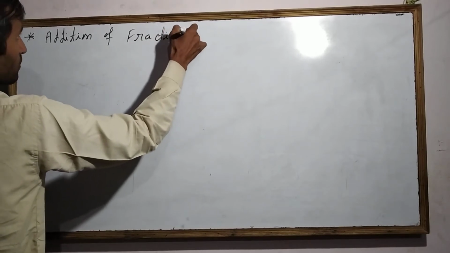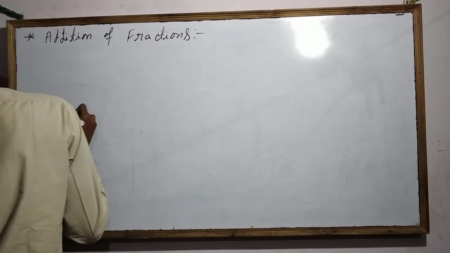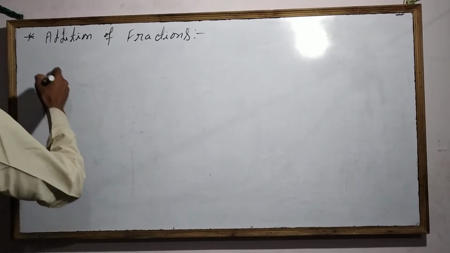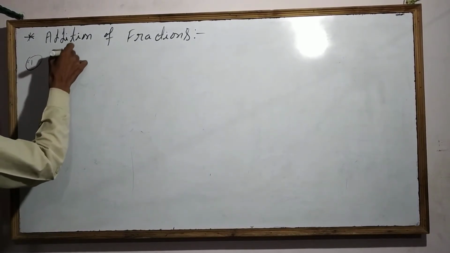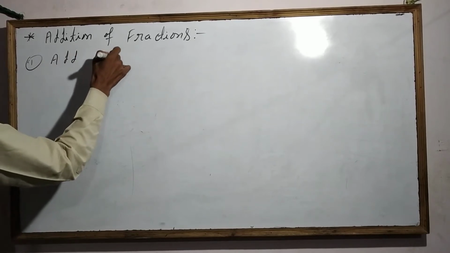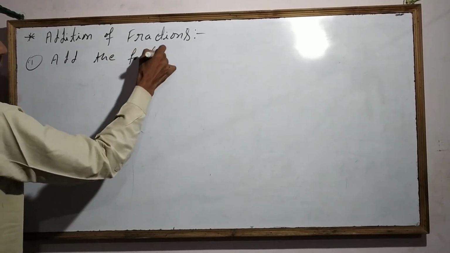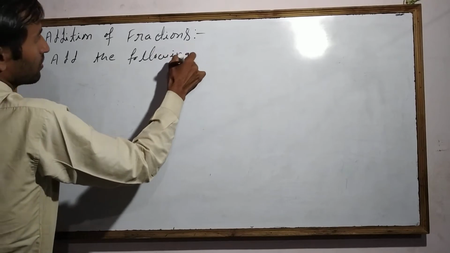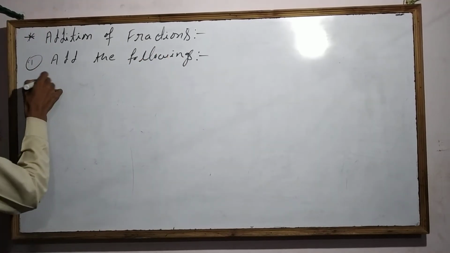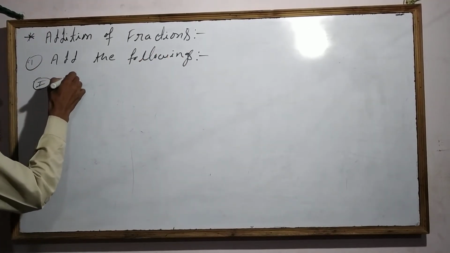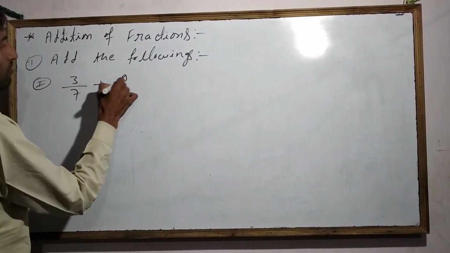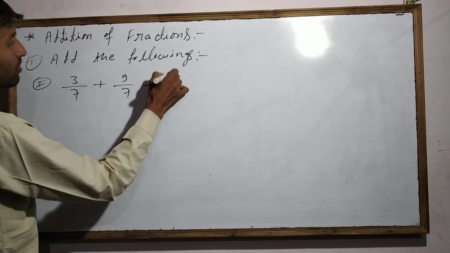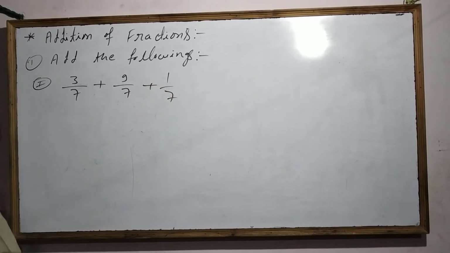Addition of fractions. Just you see here, add the following. First part, 3 upon 7 plus 9 upon 7 plus 1 upon 7, like this.